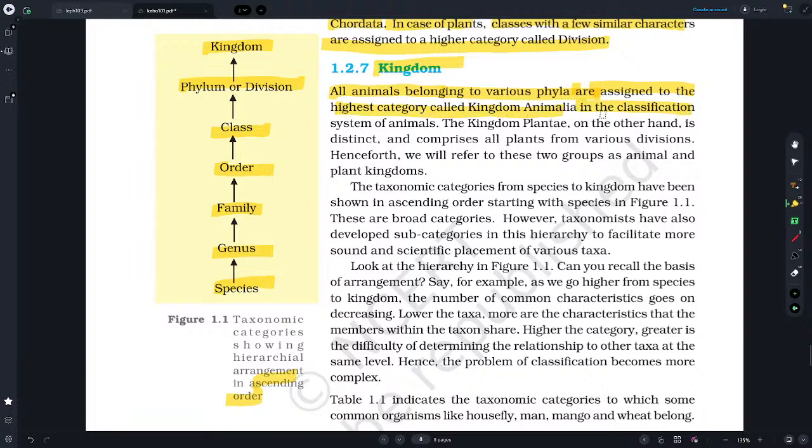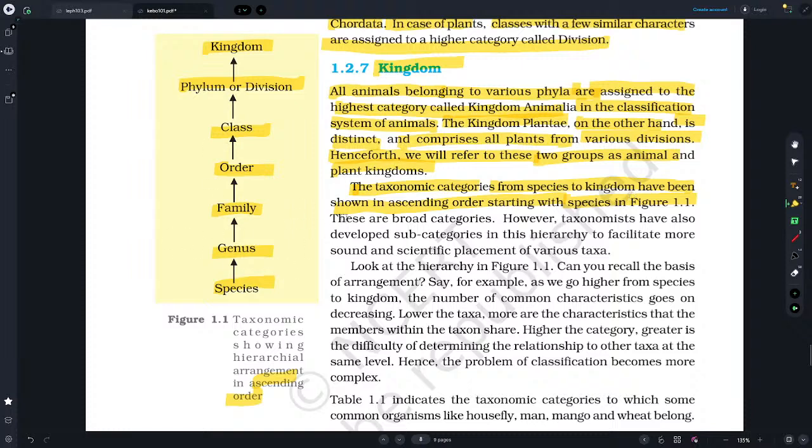Animalia, in the classification system of animals. The kingdom Plantae, on the other hand, is distinct and comprises all plants from various divisions. Henceforth, we will refer to these two groups as the animal and the plant kingdoms. The taxonomic categories from species to kingdom have been shown in ascending order, starting with species.